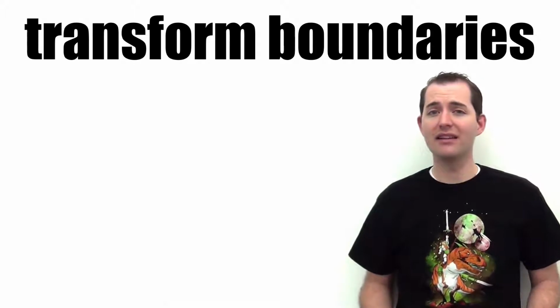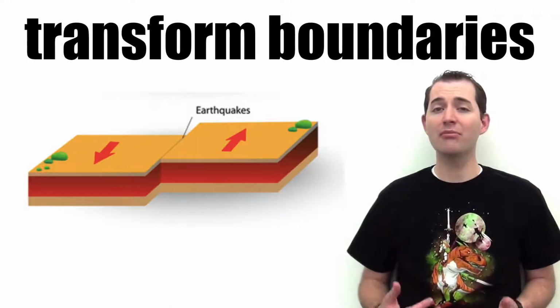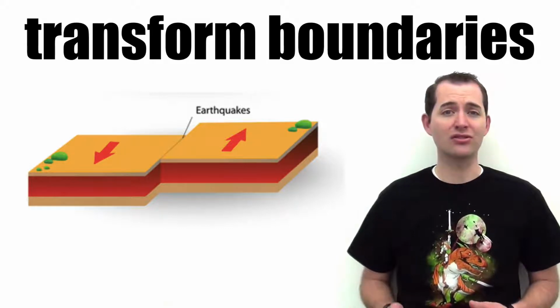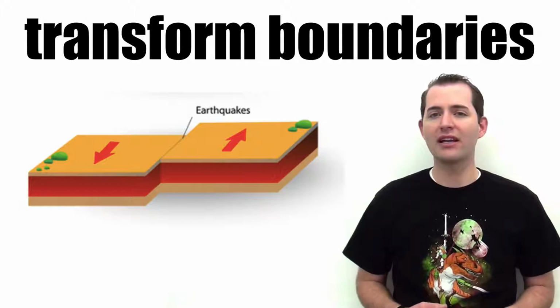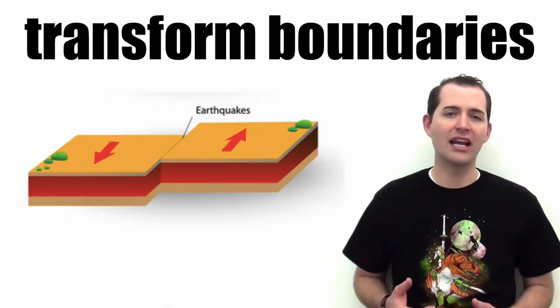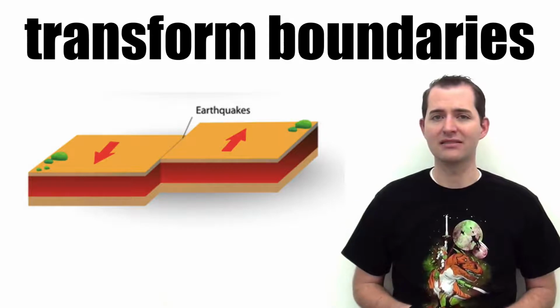Our third type of plate boundary is a transform boundary, and this is where two plates are sliding past each other. At transform boundaries, crust is not being destroyed nor created. Transform boundaries are most often characterized by spread out volcanic activity and spread out and shallow seismic activity.